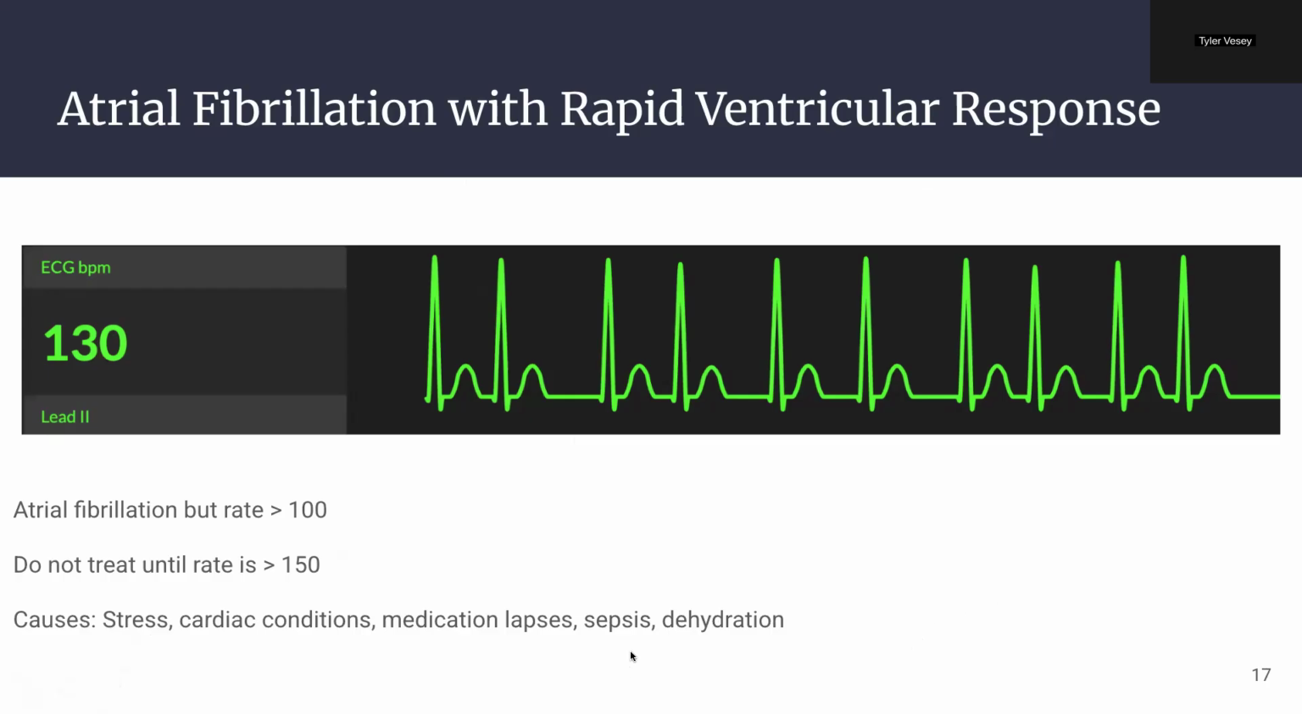Sepsis is a big one, though. You will see a lot of septic patients that are in AFib, RVR, again, fluid for that. But yeah, we will go over the medication and the treatment pathway for this later.